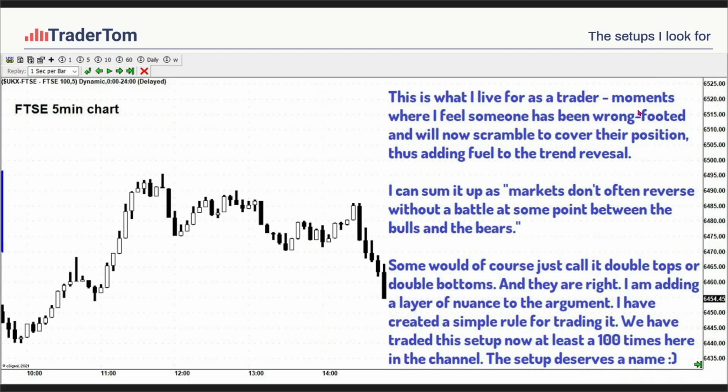So that's what I live for as a trader, moments where I feel someone is wrong-footed and will now scramble to cover their position, thus adding fuel to a trend reversal. I can sum it up as: markets don't often reverse without a battle at some point between the bulls and the bears. Some would, of course, just call it double tops and double bottoms, and they're right. I'm simply adding a layer of nuance to the argument.